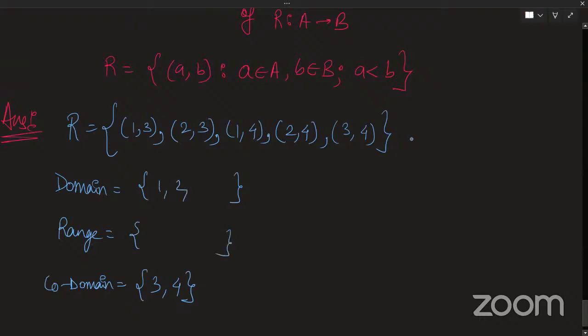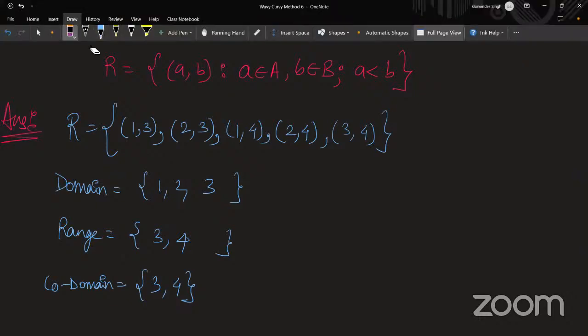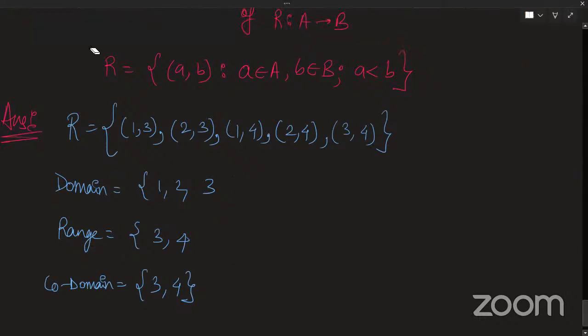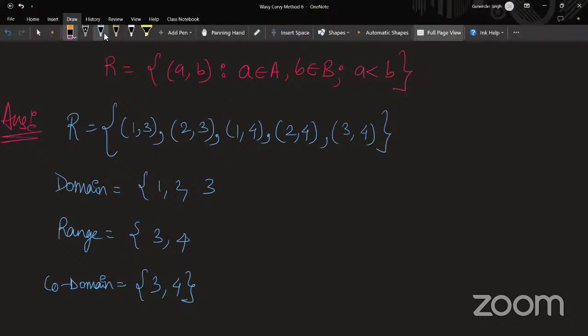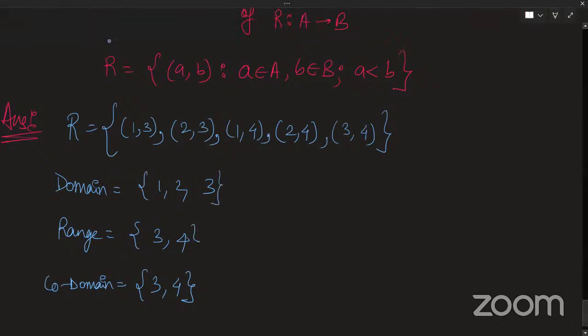Okay. Anything else? You were telling domain or range? Domain, sir. Okay. Only 1 and 2? No, sir. 3. Okay. What about range? 3, 4. Correct. Okay.